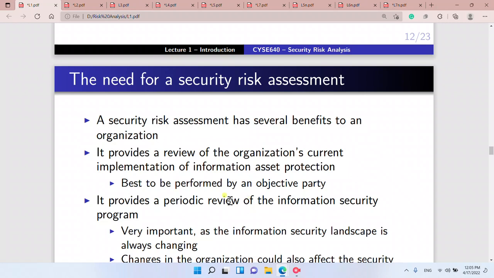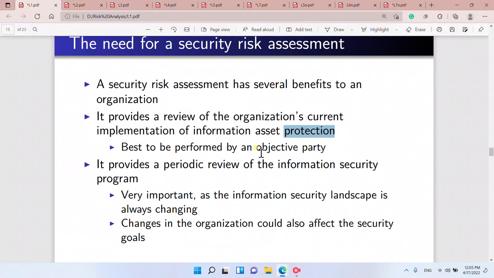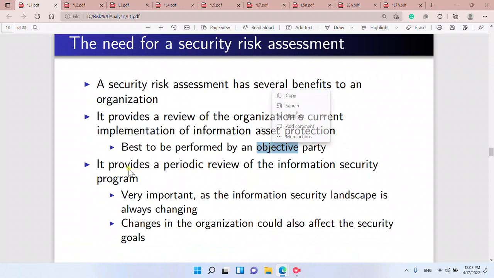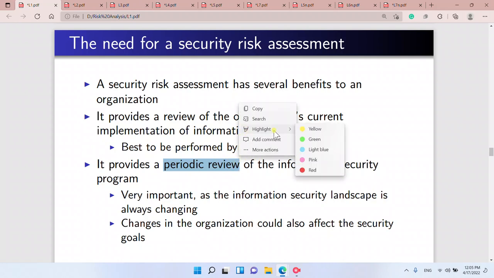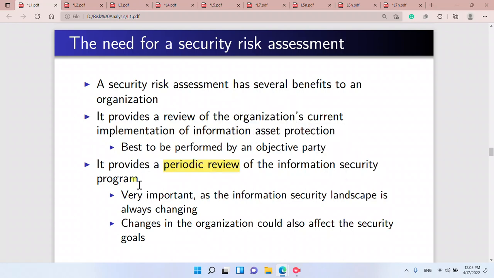Why do we need SRA? It has benefits because it provides a review of the organization's current implementation of information asset protection, best performed by an objective party, and it provides a periodic review of the information security program. It's very important as the information security landscape is always changing, and changes in the organization could also affect the security goals.